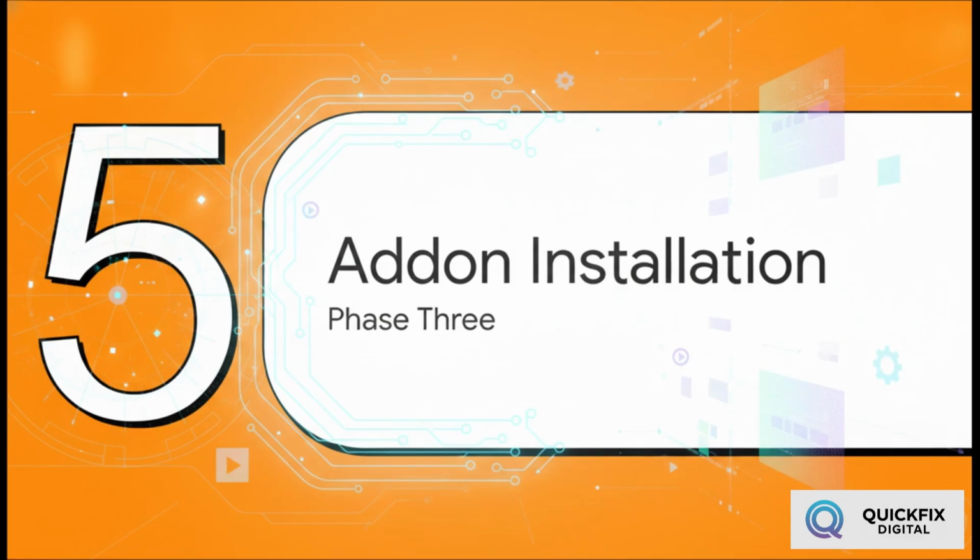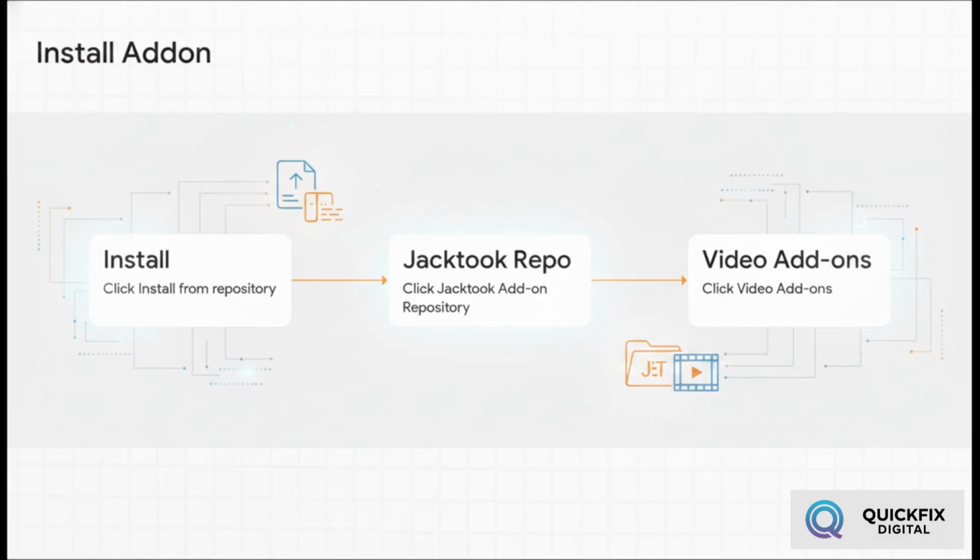Section 5, Phase 3, the final add-on installation. So stay right there in the package installer menu and this time, proceed to Install from Repository. Now we're going to drill down into the repository we just deployed by clicking on Jacktook Addon Repository. Inside that structure, just follow the path right into the Video Add-ons category.